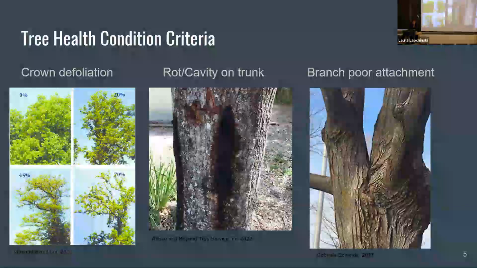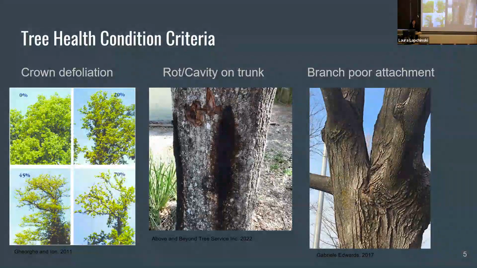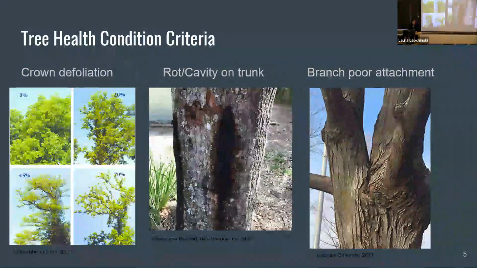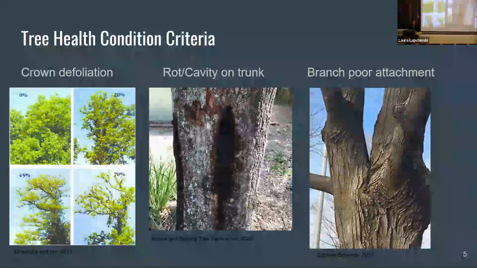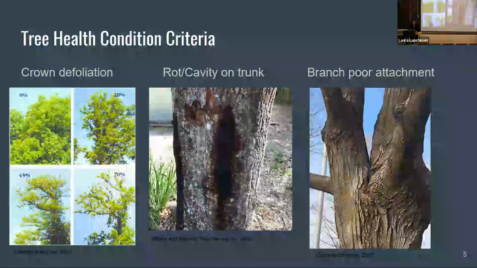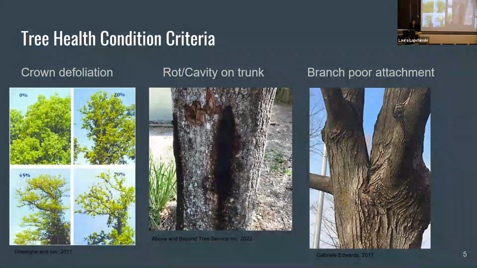The reason why I chose crown defoliation as a health condition indicator is because leaves are one of the most obvious factors that we can observe and examine the health condition of trees. Many environmental changes could lead to defoliation, such as unexpected climate change, pests and diseases, and the lack of water and nutrients. The presence of rot and cavity on tree trunks could develop from physical wounds and become more severe problems to tree health.